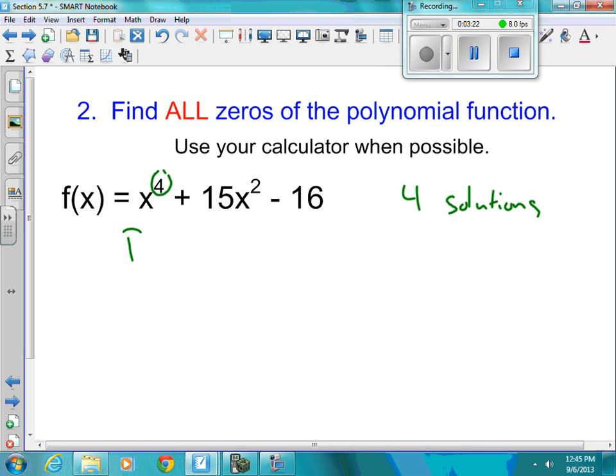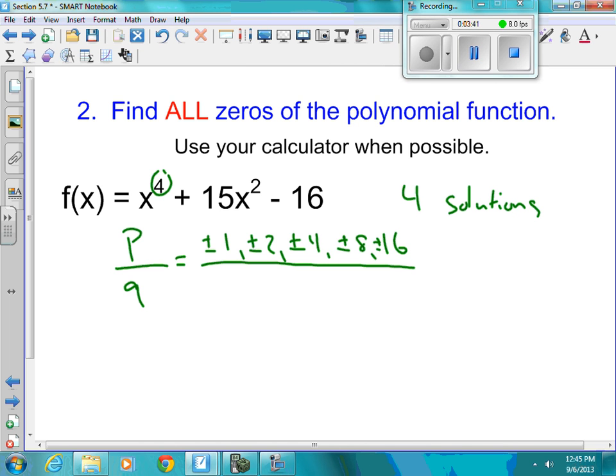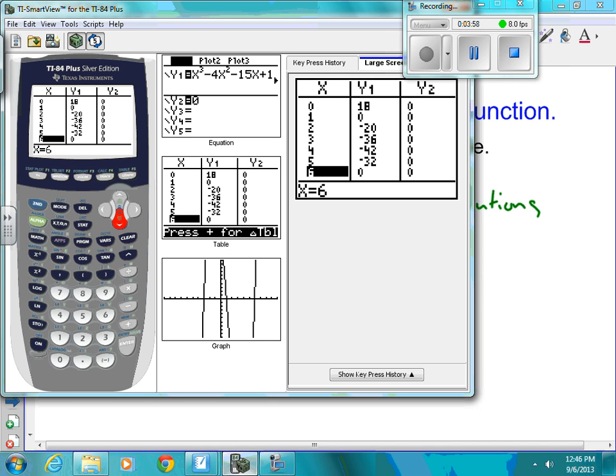For P over Q, the P values come from factors of a sub 0, which is 16. So 1, 2, 4, 8, and 16. I think I didn't miss any there. And then factors of the leading coefficient, a sub n, that's going to be 1. So that means our possible rational zeros are 1, 2, 4, 8, and 16. So let's go to the graphing calculator. Let's put this equation in.